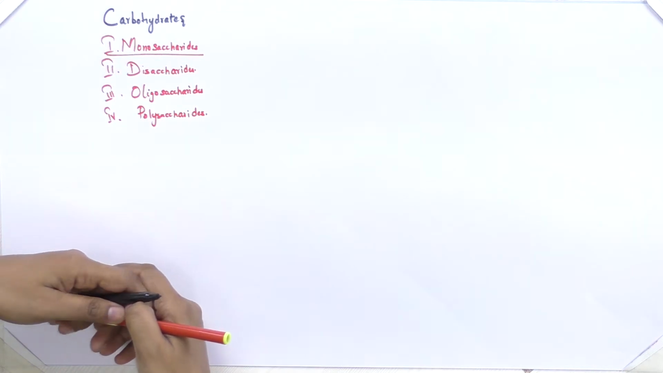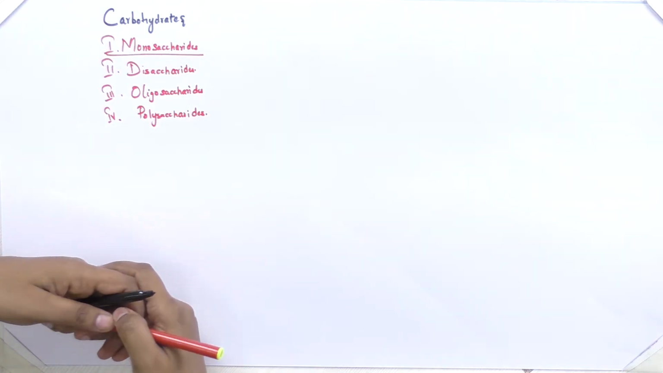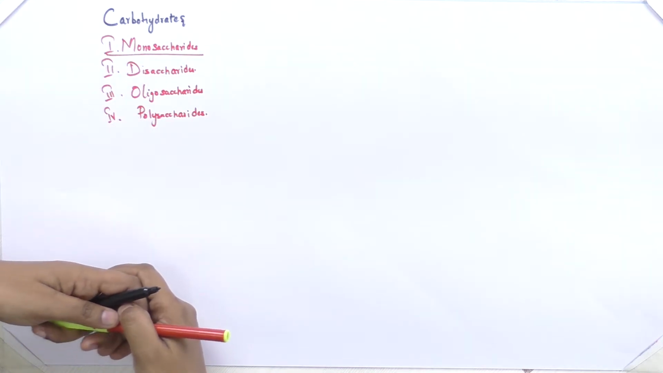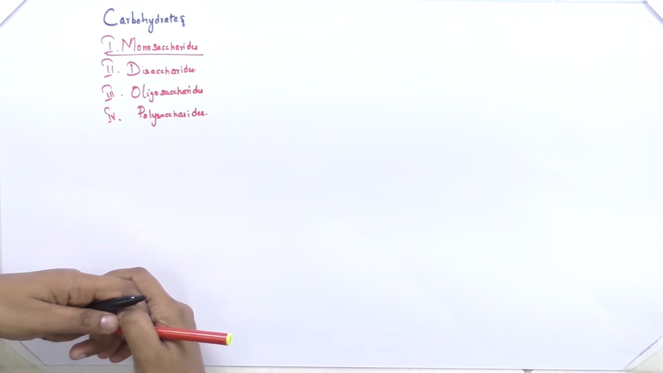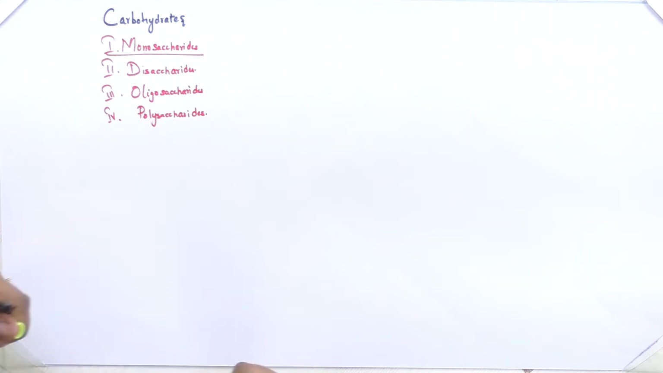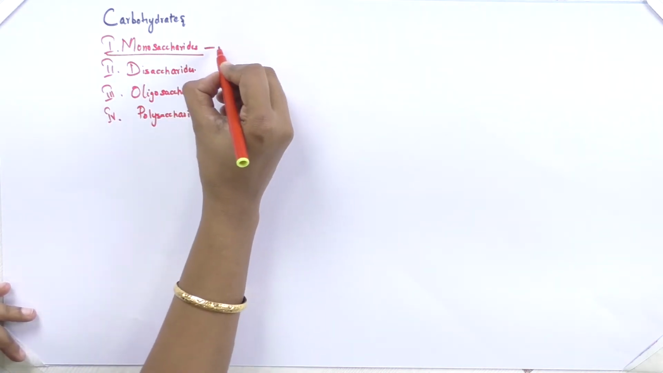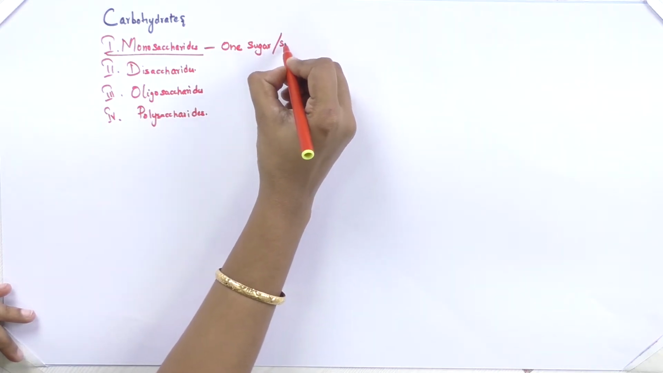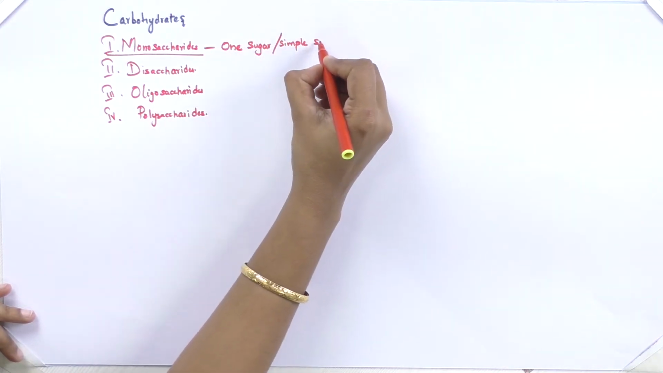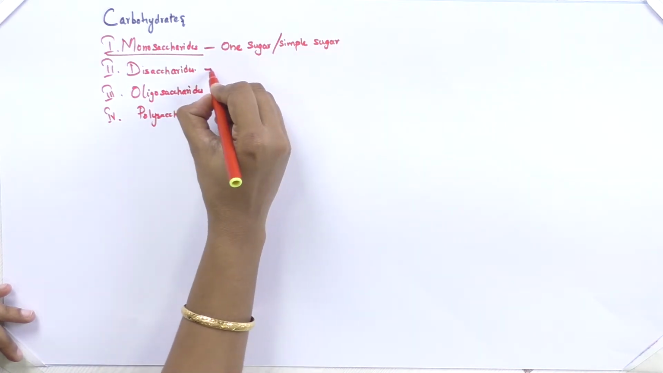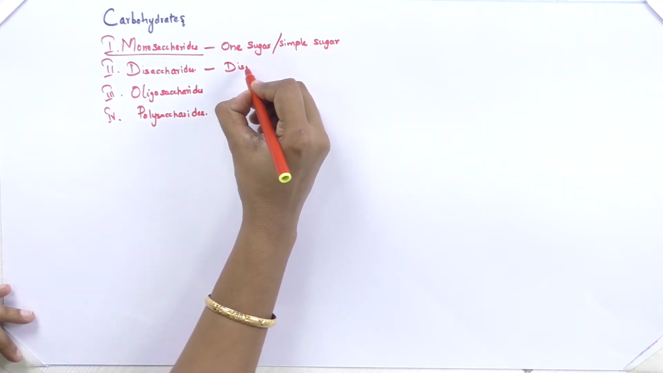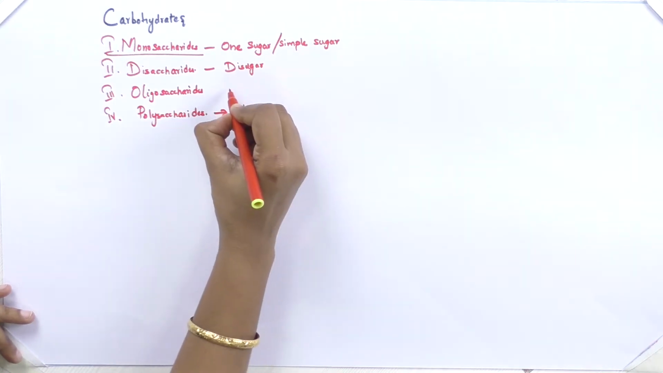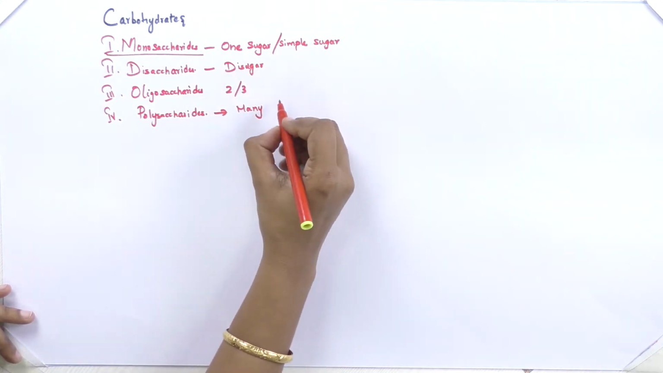What are carbohydrates? Carbohydrates are nothing but sugars. They are broken down during the process of metabolism to release energy. Under the first category, monosaccharides are like one sugar, and that is known as simple sugar. As the name indicates, di means two sugars, and then there are many sugars.